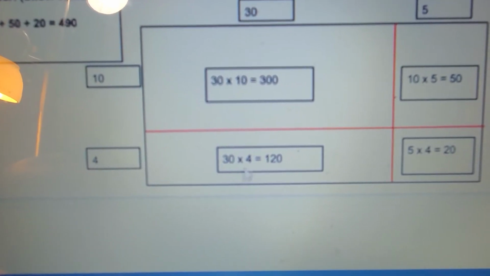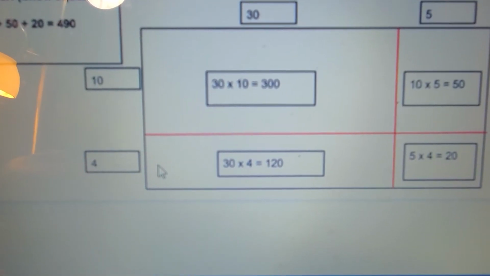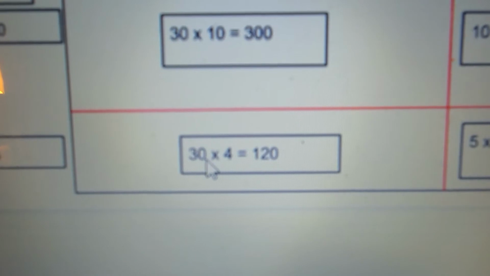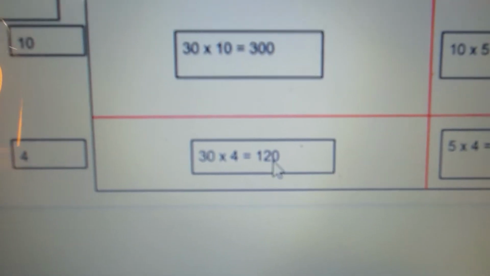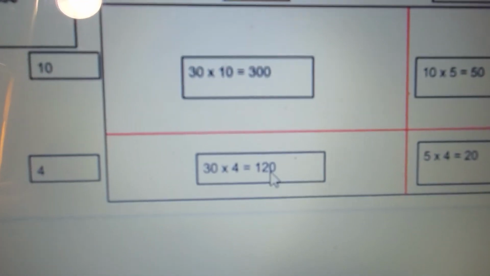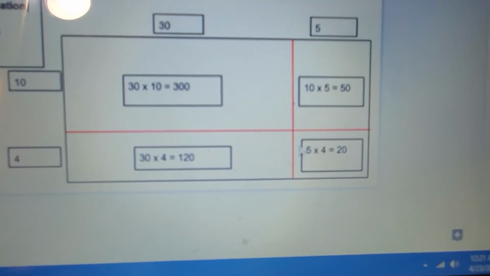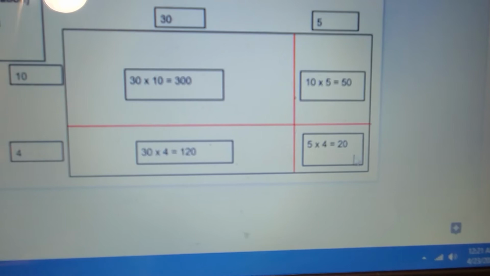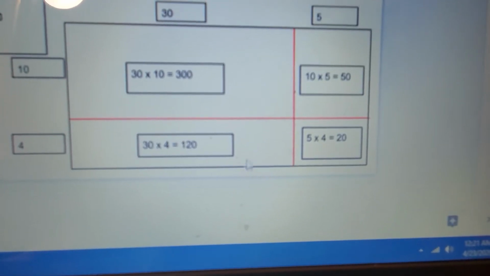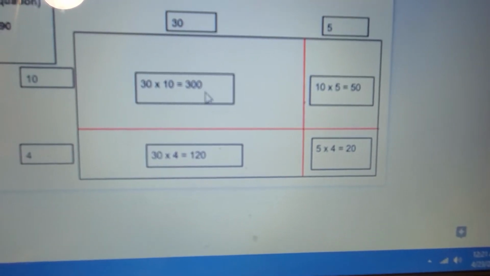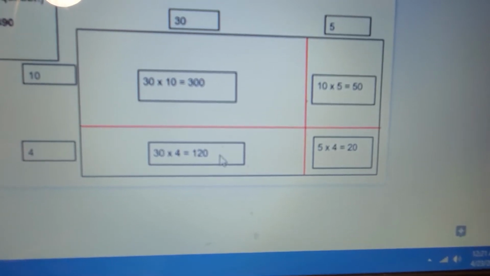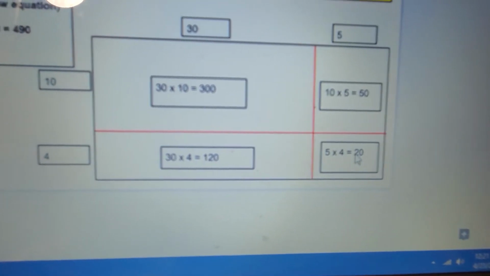And then now we have 30 times 4, which is friendly because if you know 3 times 4 is 12, 30 times 4 is 120. It's 10 times bigger. And then the last equation would be the 2 smallest factors, 5 times 4, which is 20. So you have partial products. You have 300, 120, 50, and 20.